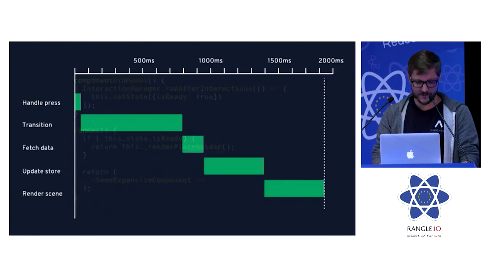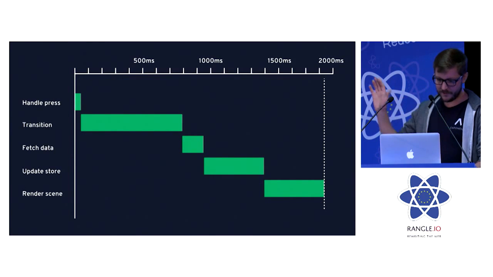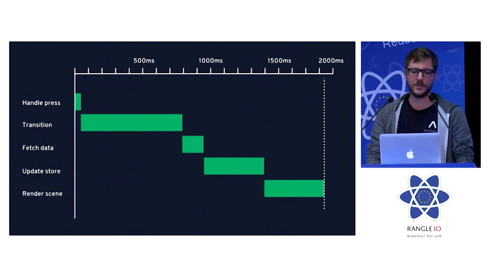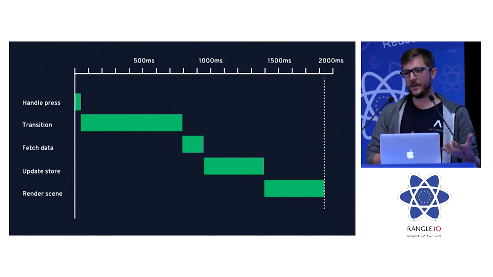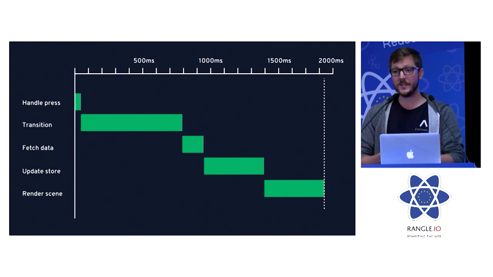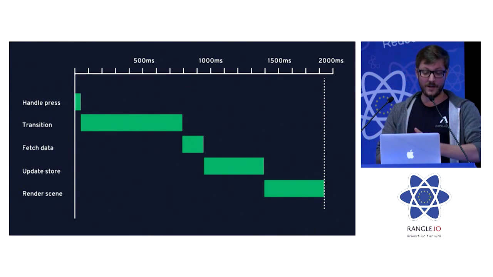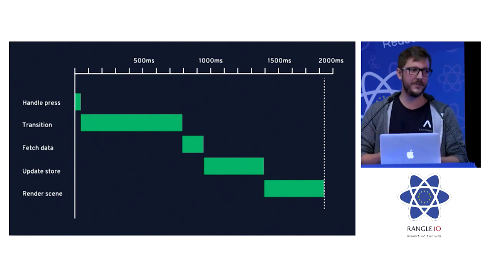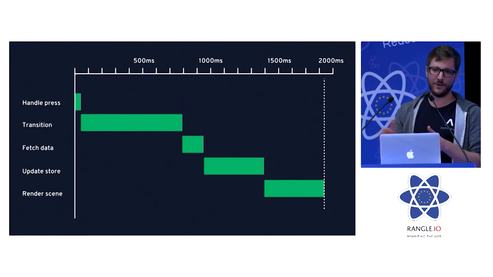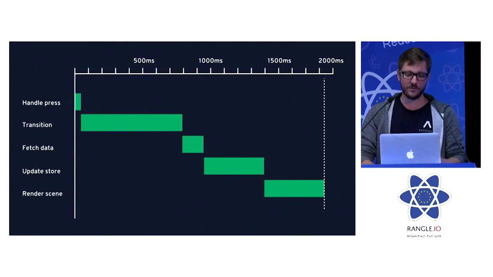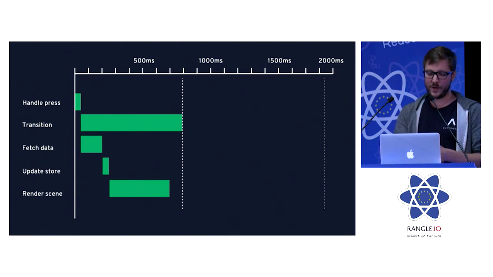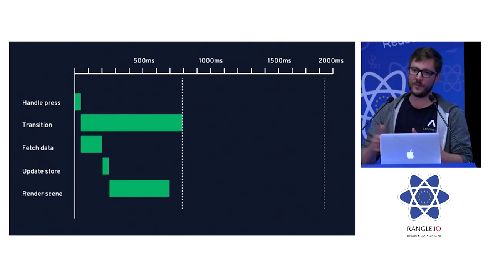And the reason for that is that this is the rough timeline of what the JavaScript execution looks like when you're using Interaction Manager. You'll see that we handle the press, and then we perform a transition. Once the transition's done, we fetch the data, then we update the store, and then render the scene. And this is just sequencing one after the other, being very careful to not do anything that could drop frames. By offloading the animations to native, we can compress it like this, where we're performing the transition.